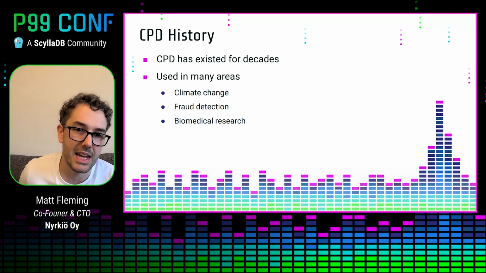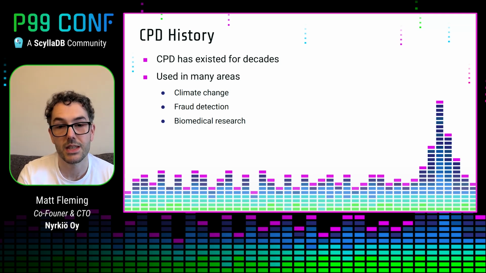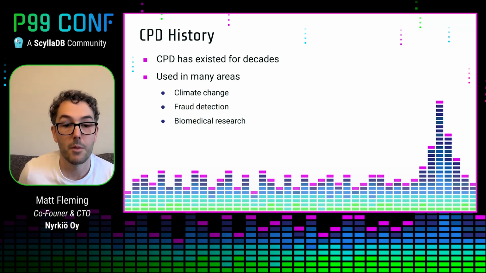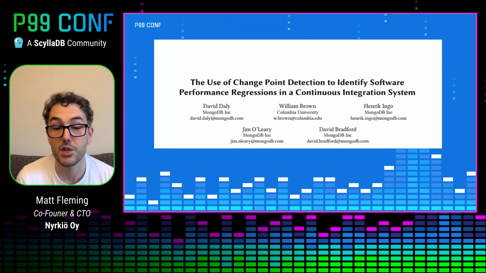And it's only in the last, I would say, 5 or 6 years that we've started to see these different CPD algorithms used for performance analysis. I first became aware of this in about 2020 when MongoDB published this paper. And at the time when I read this it just completely blew my mind. I thought this was amazing.